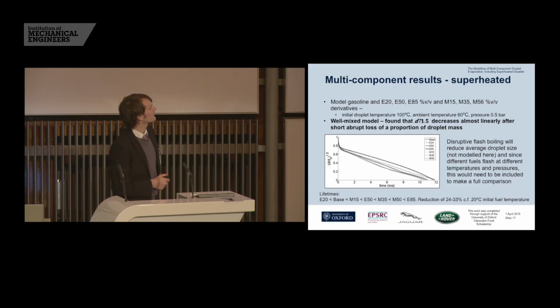And what we see with the comparison between superheated and subcooled is that in the superheated case we just lose a proportion of mass, maybe 20% of the D to the 1.5 here, in essentially zero time at all. That's the flashing behaviour of the droplets, and then we get this linear decrease with roughly the same slope, but not quite for all of the fuels. So it might be a way to parameterise the droplet evaporation for multi-component fuels rather than dealing with all of these different components in our gasoline.